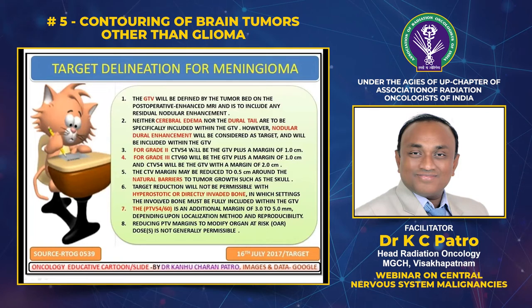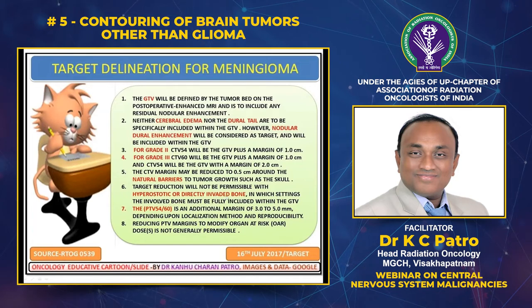For grade 3 tumors, CTV 54 will be GTV plus a 1 cm margin. For grade 3, CTV 60 is GTV plus a 1 cm margin, and CTV 54 will be 2 cm. The CTV margin may be reduced to 0.5 cm around the natural barriers. Target reduction will not be permitted with hyperostotic and invaded bone.